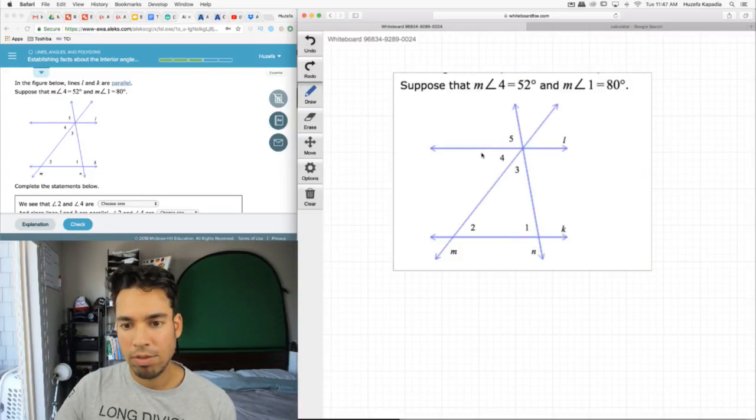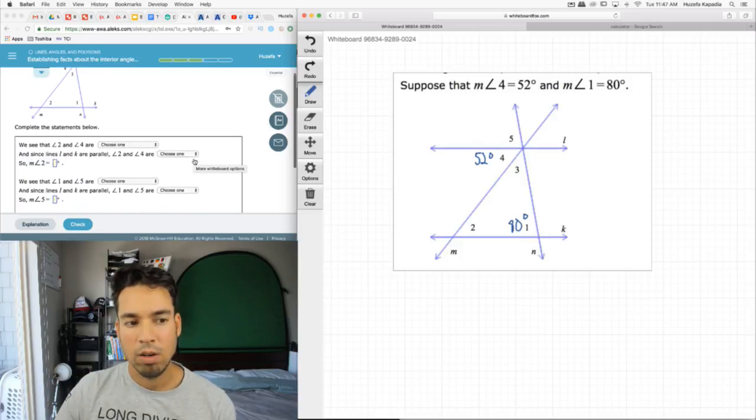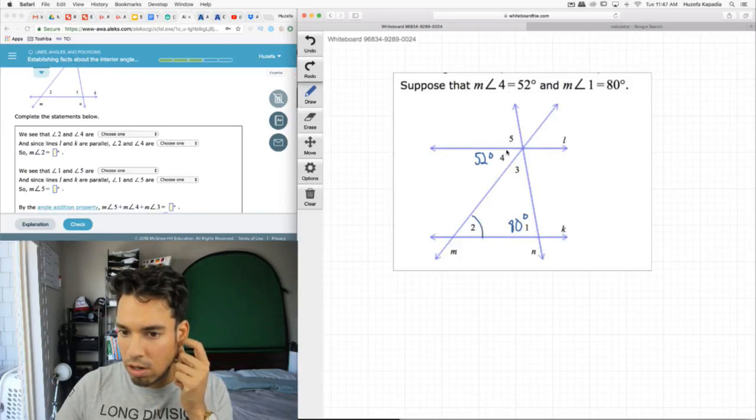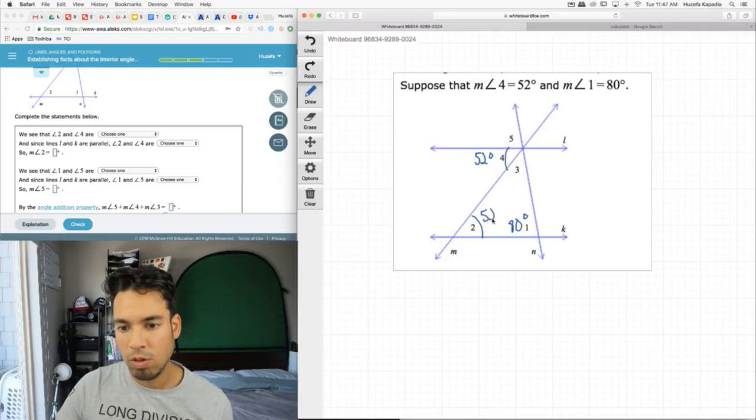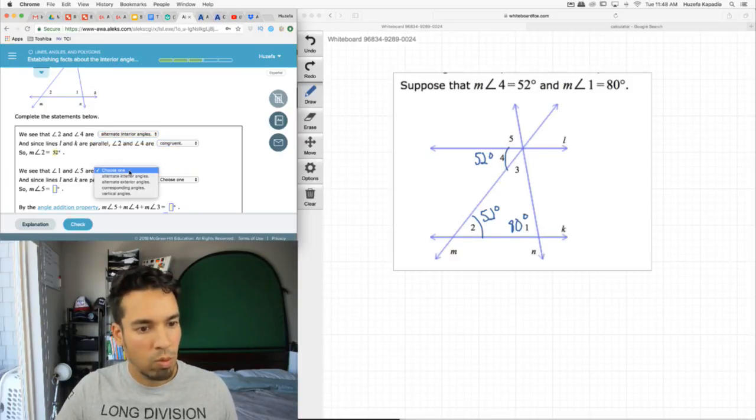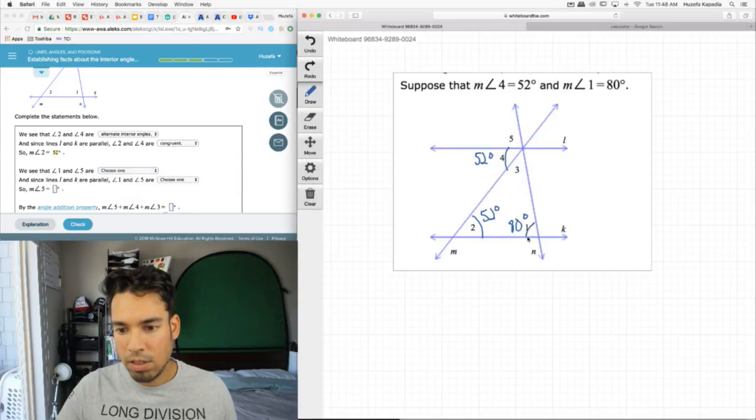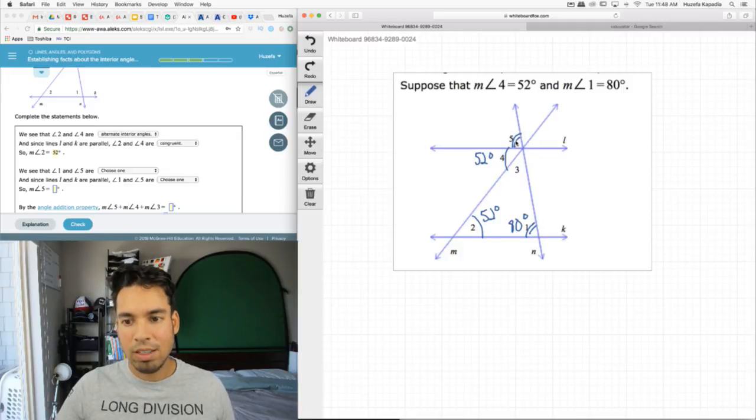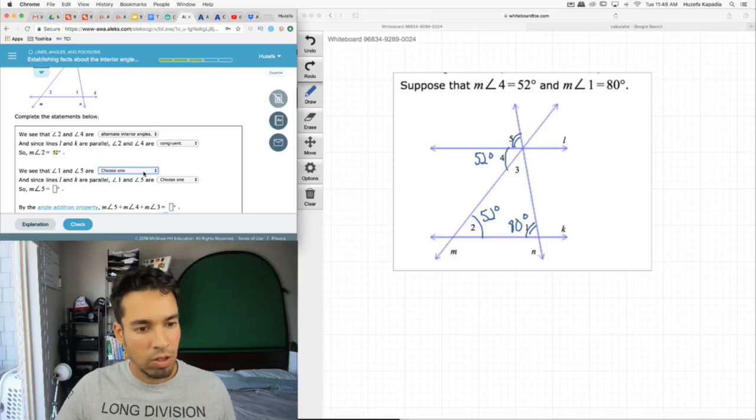Next, we've got angle 4 is 52 degrees and angle 1 is 80. Now we're talking about angles 2 and 4. These are alternate interior angles, which means they're equal, so that's also 52 degrees. Then we're talking about 1 and 5. Those are also congruent, but these are what's called corresponding angles. They're on the same side of the transversal, and they are congruent. Therefore, angle 5 equals 80.